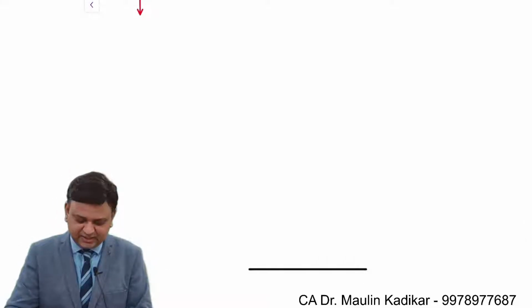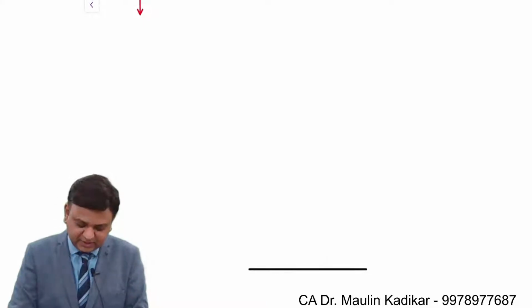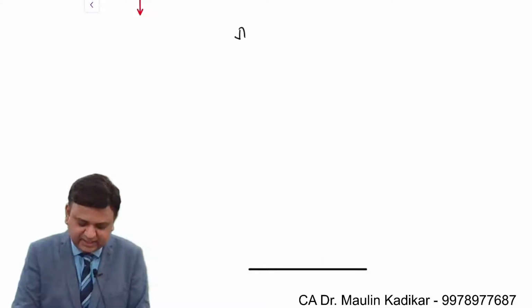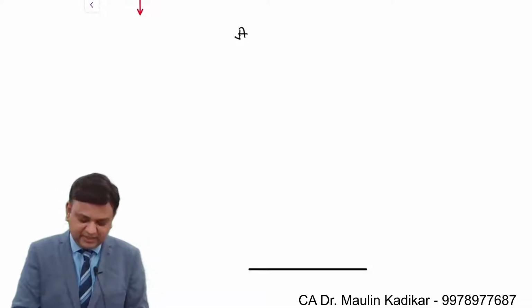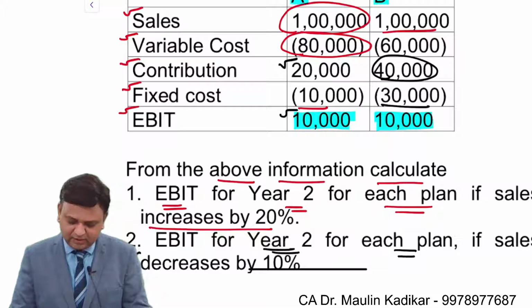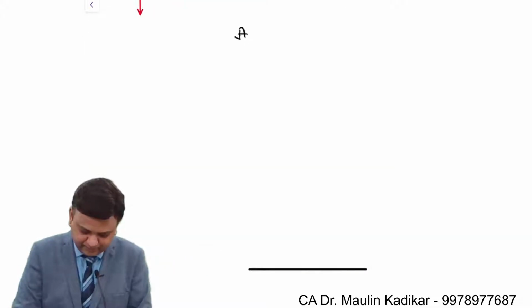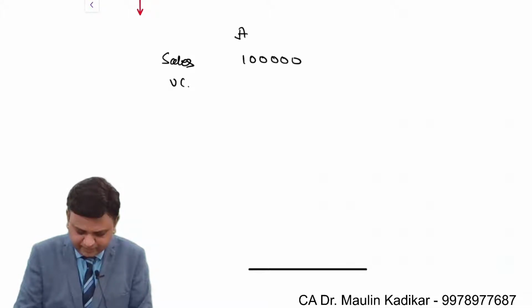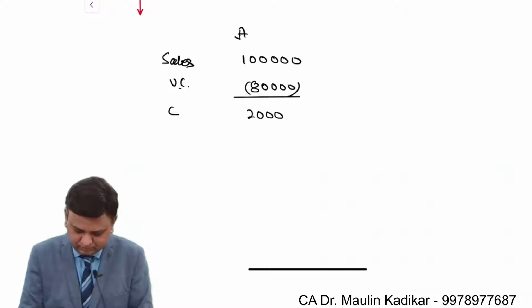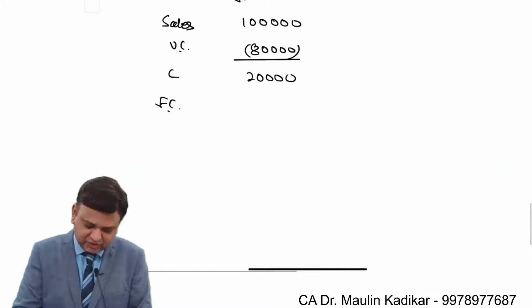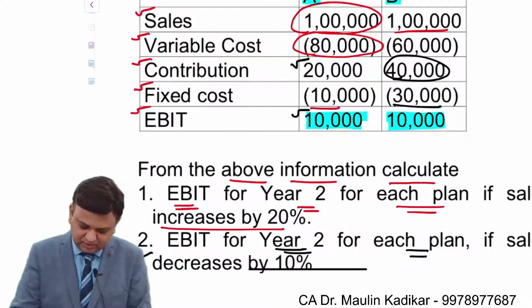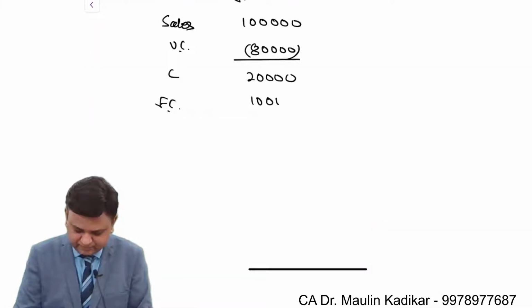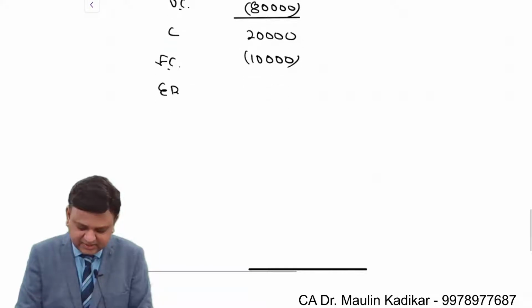Yes, let us understand the derivation of the formula. To give you the explanation, I am taking the base of company A details. Taking either of the company details for answering is acceptable. Sales of the company is 1 lakh. Variable cost is 80,000. Contribution is 20,000. Fixed cost is 10,000 and EBIT is again 10,000.